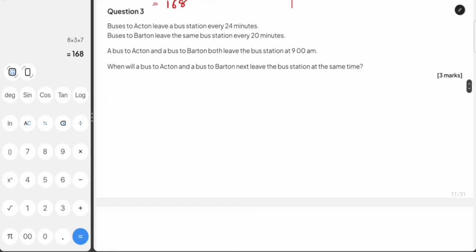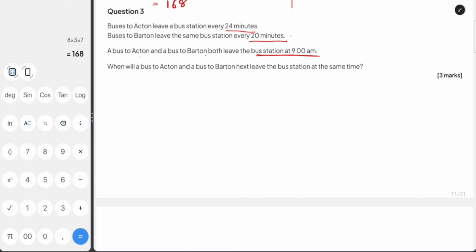See the third question, buses to Acton leave a bus station every 24 minutes, and buses to Barton leave the same bus station every 20 minutes. A bus to Acton and the bus to Barton both leave at the bus station at 9 a.m. So they are both leaving together at 9 a.m. When will the bus to Acton and the bus to Barton next leave the bus station at the same time? So again, same thing.